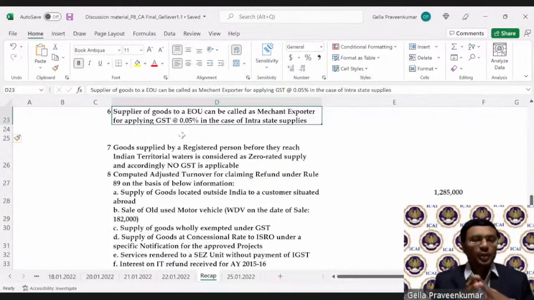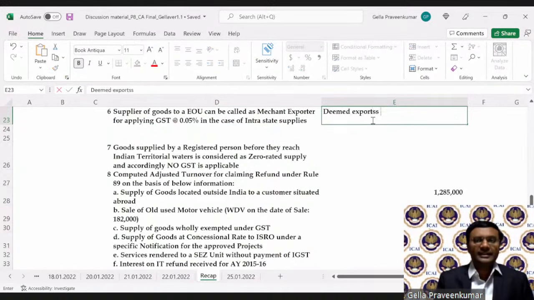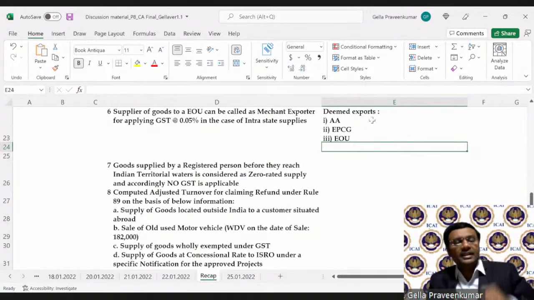Supplier of goods to EOU can be called a merchant exporter for applying GST at the rate of 0.05% in the case of intrastate supplies. Now, if you recollect the definition of deemed exports, this covers 3 categories. First category, supply of goods under an advance authorization. Second, supply of goods to EPCG license holder. Third, supply of goods to an EOU. These three have been notified as deemed exports.